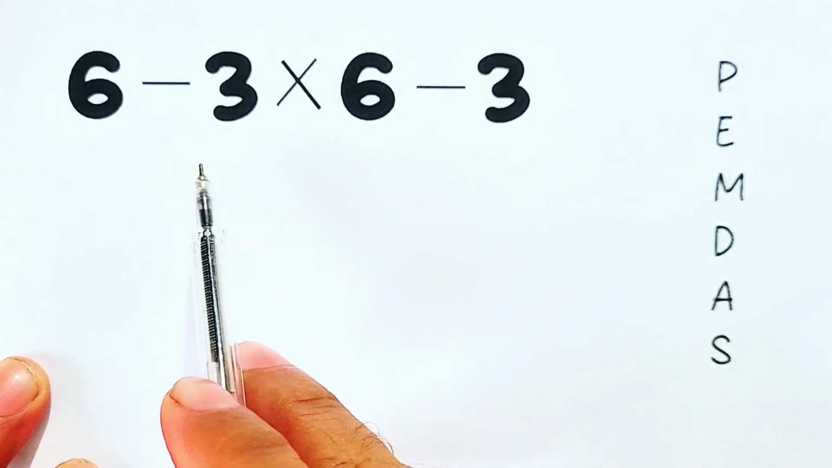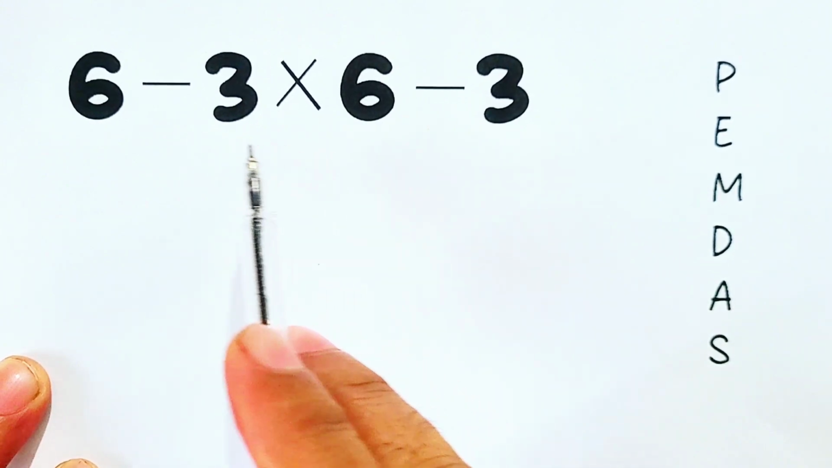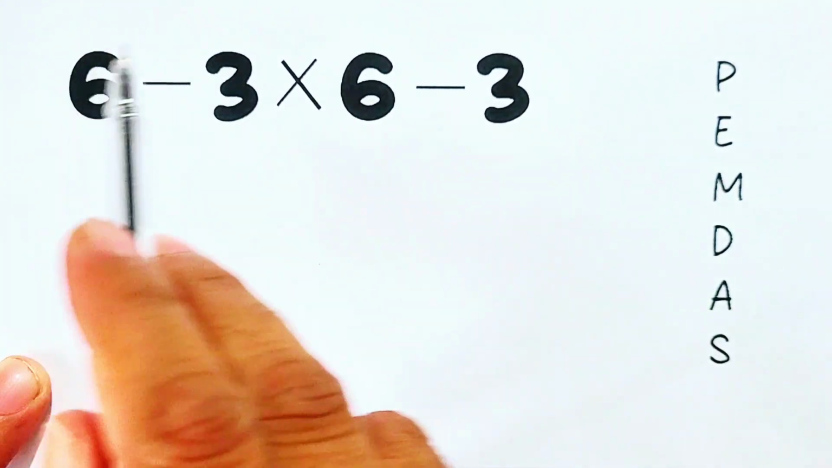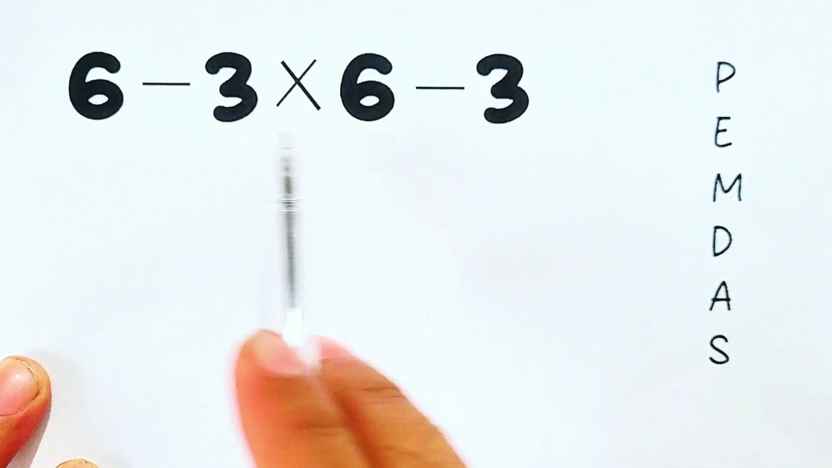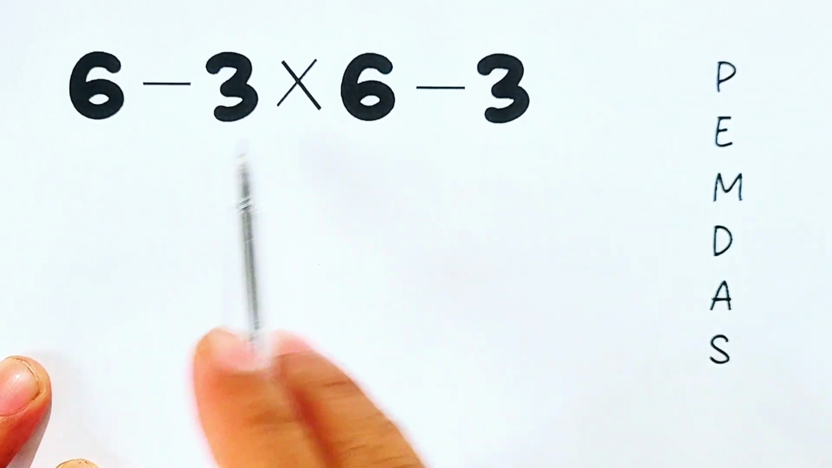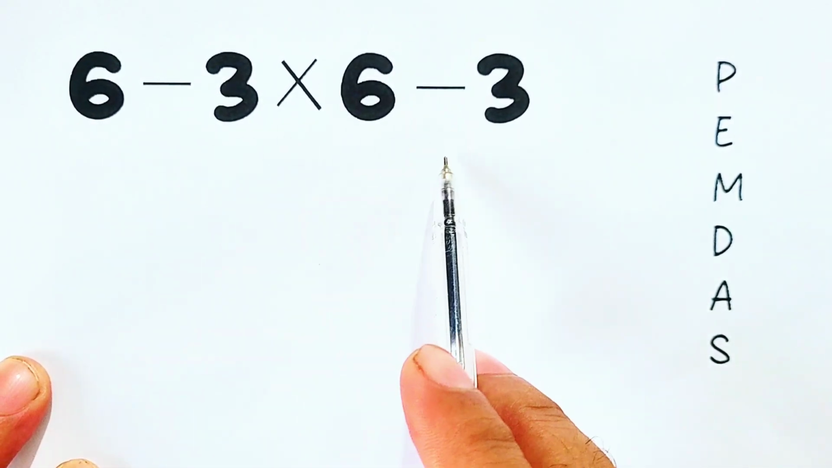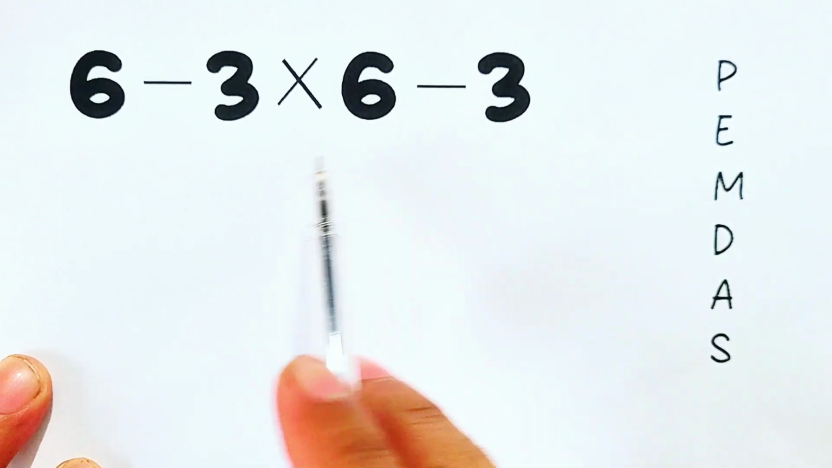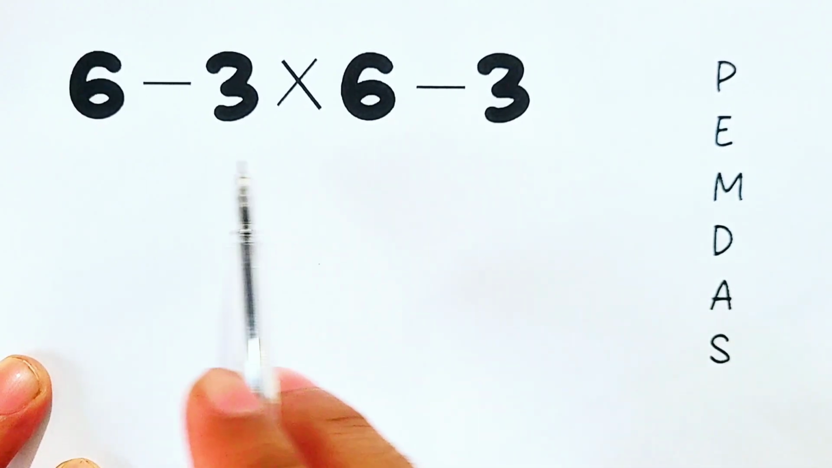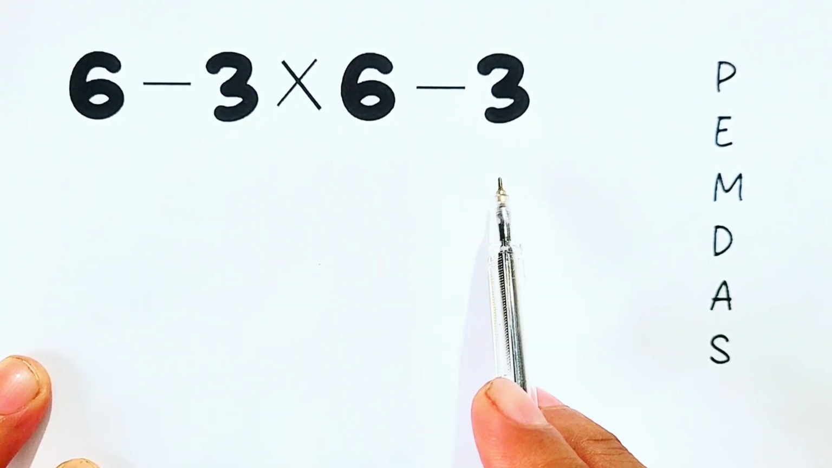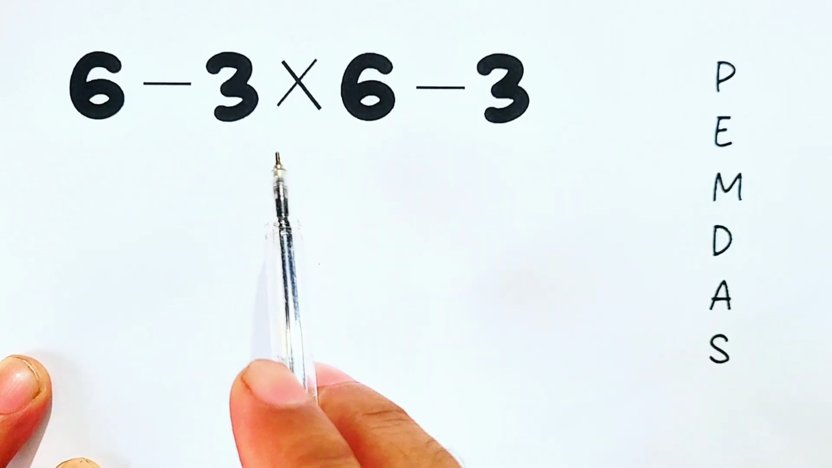Most people argue that 9 is correct because their method is just multiplying 3 and 3. Here 6 minus 3 they will get 3, and here is also 6 minus 3 they will get 3. 3 times 3 they will get 9, and they are satisfied that 9 is the correct answer, but 9 is not the correct answer. Let us handle this question carefully.